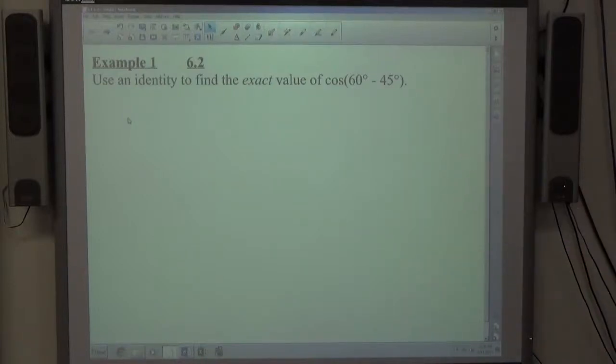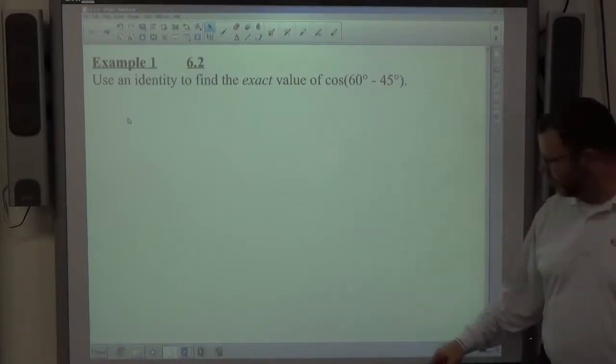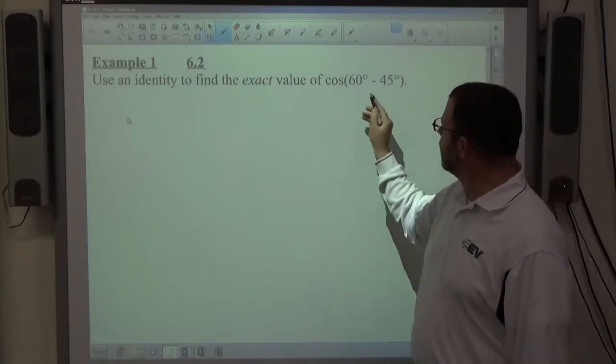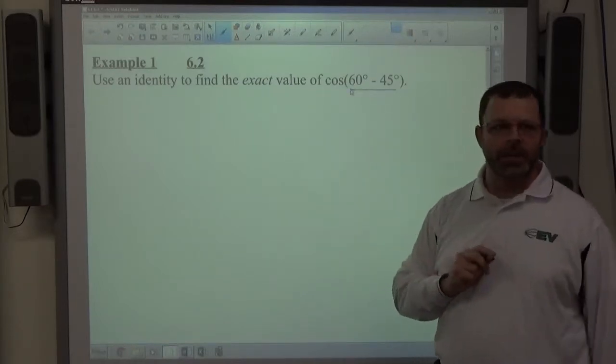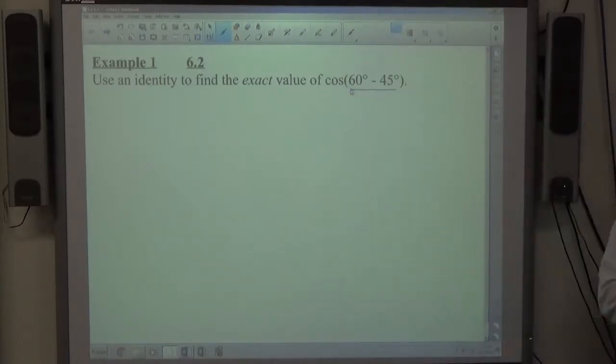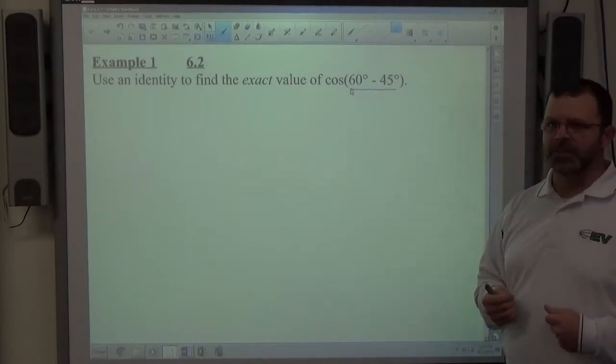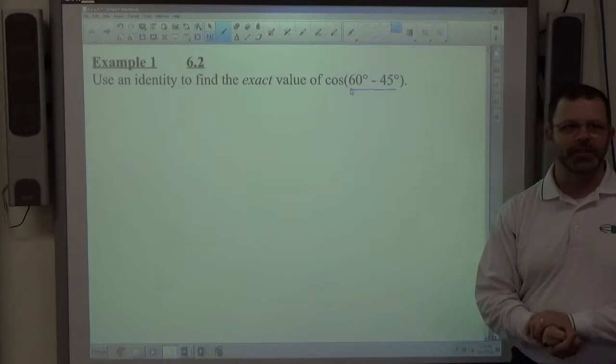Example 1, use an identity to find the exact value of cosine of 60 minus 45. Now, first off, 60 minus 45 is 15. And if we look for cosine of 15 on our sheet of all of our exact values, so cosine of 30, 45, and so on, you'll notice 15 is not on the sheet. All right? And it's not supposed to be, because I didn't have enough room to fit all the angles in there.